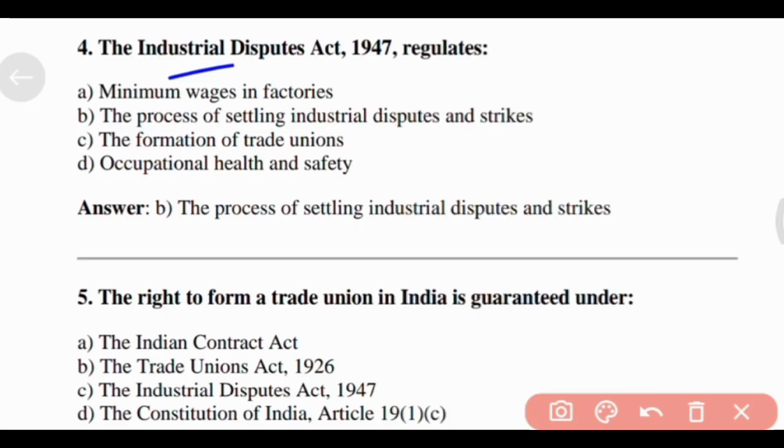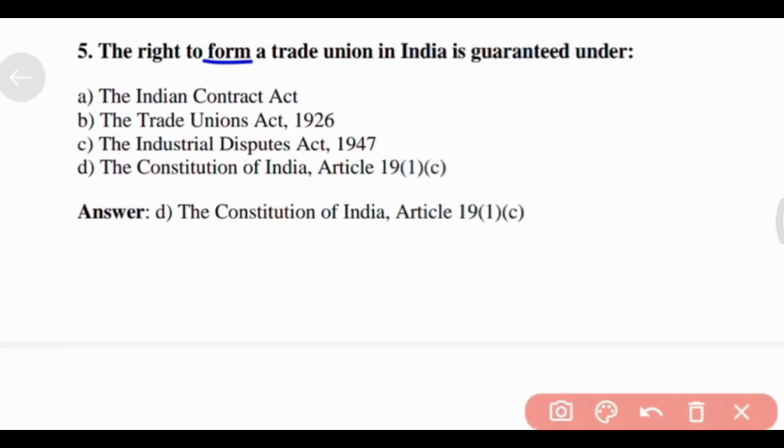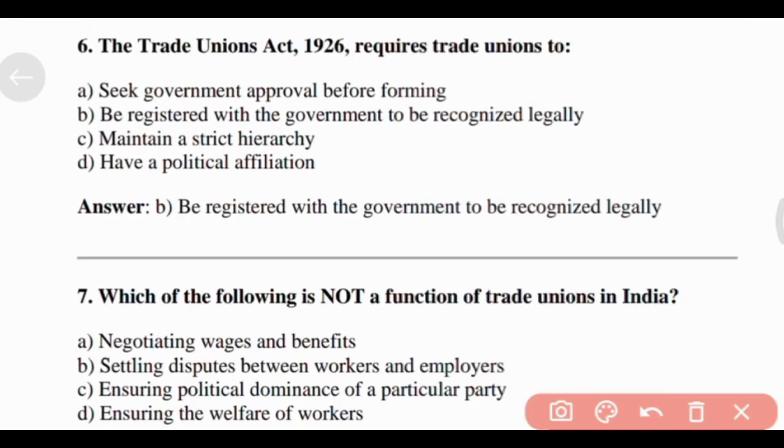The Industrial Disputes Act 1947 regulates, answer is option B, the process of settling industrial disputes and strikes. The right to form a trade union in India is guaranteed under option D, the Constitution of India, Article 19(1)(c). The Trade Unions Act 1926 requires trade unions to option B, be registered with the government to be organized legally.